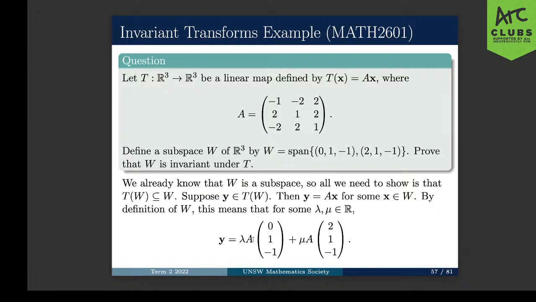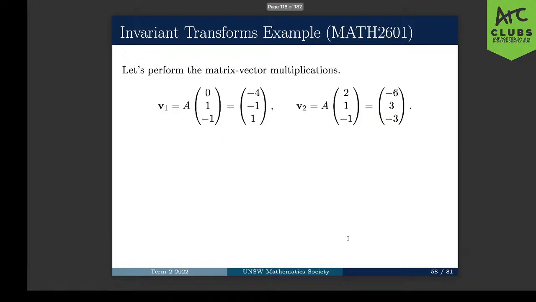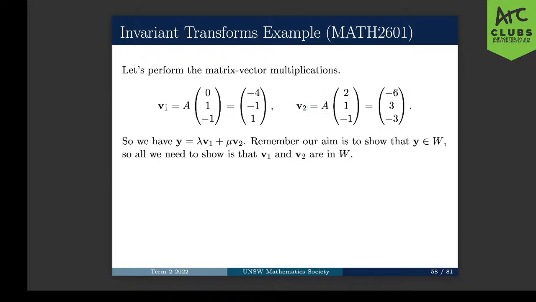Yeah, because I kind of put two steps here in one. This is really saying since X is in W, X is equal to lambda times this plus mu times this, but we're applying A to it and just splitting this up. We can just compute these though. Let's give them names, V1 and V2. A of 0, 1, -1 turns out to be this. Just do A of the second vector in the span, we get V2 equals this. These are just names I've assigned because it's more convenient that way. And so we have lambda v1 plus mu v2 for y.